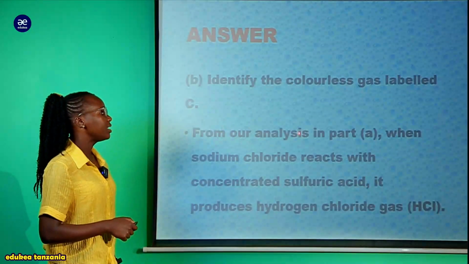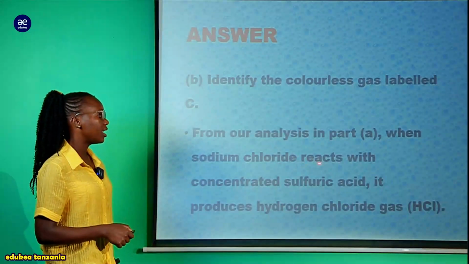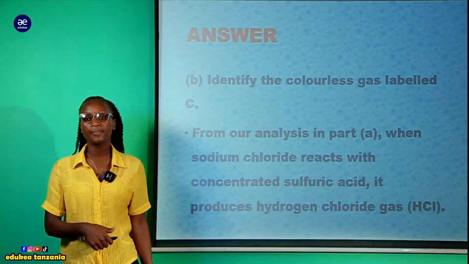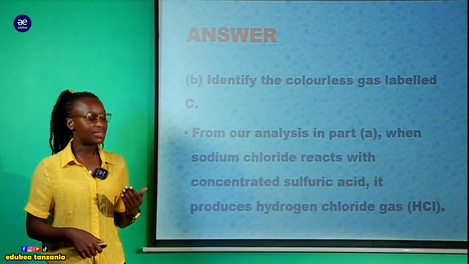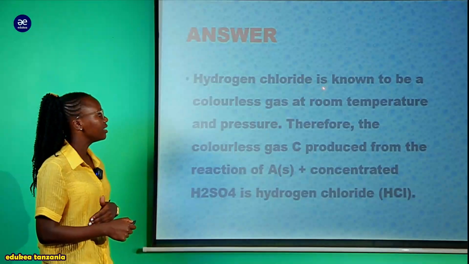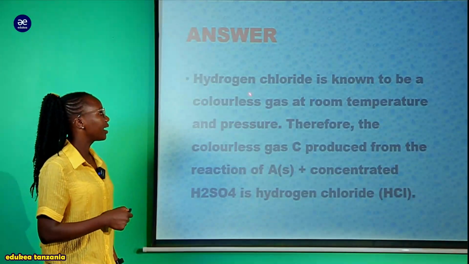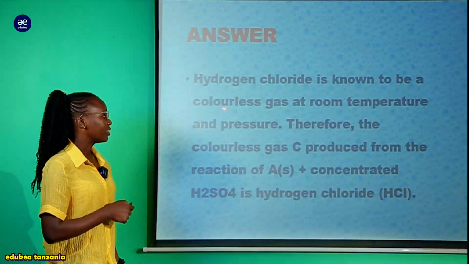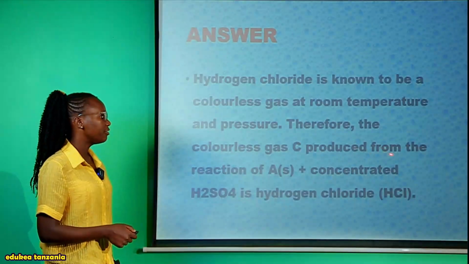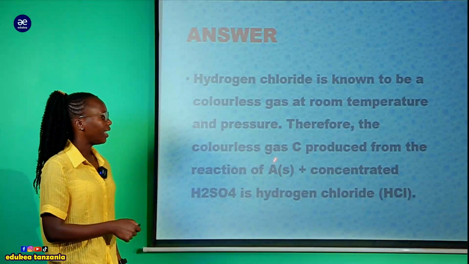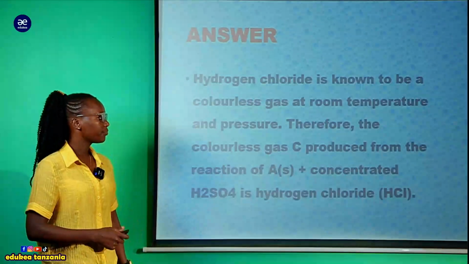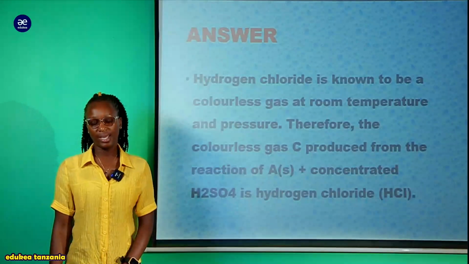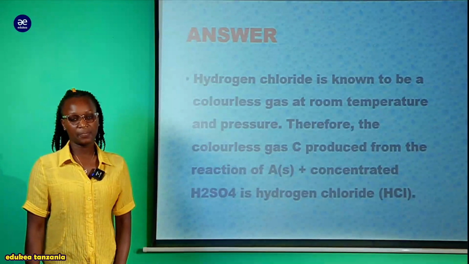Okay, from our analysis in part A, when sodium chloride reacts with the concentrated sulfuric acid, it produces hydrogen chloride gas. Kwa hiyo obviously the hydrogen chloride is known to be a colorless gas at room temperature and pressure. Therefore, the colorless gas C produced from the reaction of A, which is sodium chloride plus concentrated sulfuric acid, is hydrogen chloride gas.